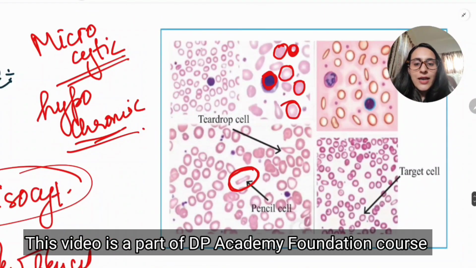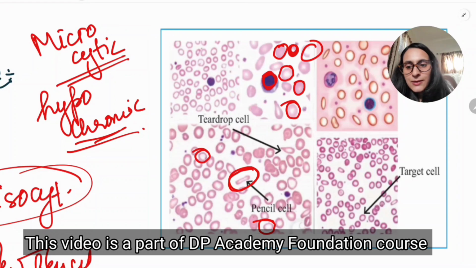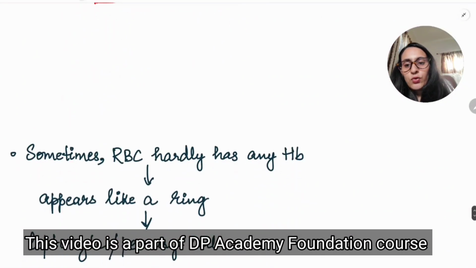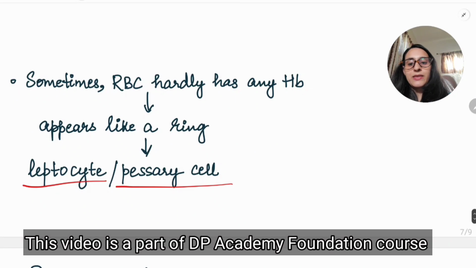Sometimes RBCs hardly have any hemoglobin. You can see there are empty looking RBCs. Just a ring is present. You can see these RBCs. They appear like a ring because there is severely deficient hemoglobin, and this is known as a leptocyte or pessary cell.